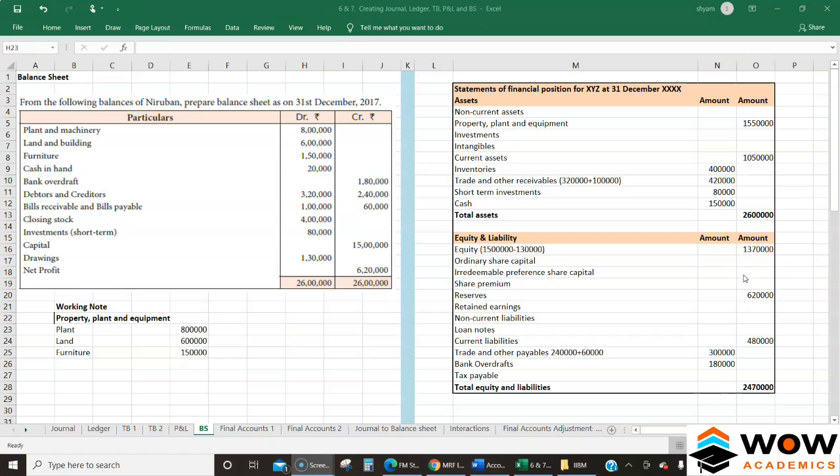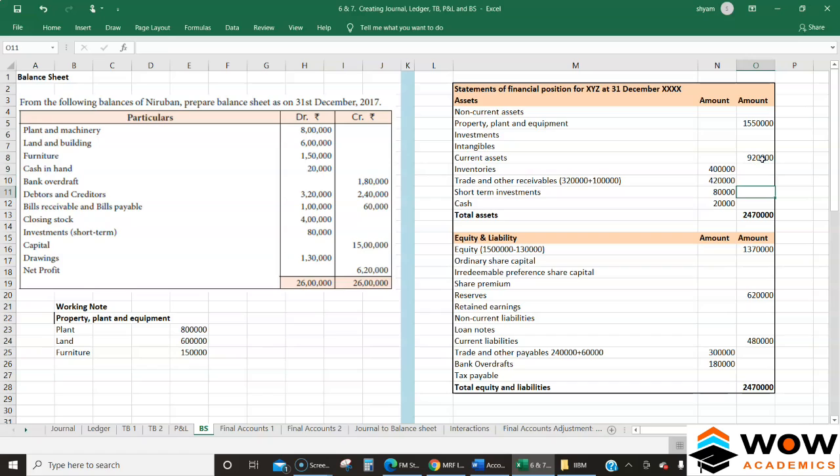So our balance sheet is not tallying. We'll try to find out where the mistake could be. The mistake is in terms of typing. You can see here the cash in hand is 20,000, but we have taken it as 1,50,000. If we adjust this, I think we'll get our answer correctly. So that comes to 9,20,000, and we'll amend it to 9,20,000.